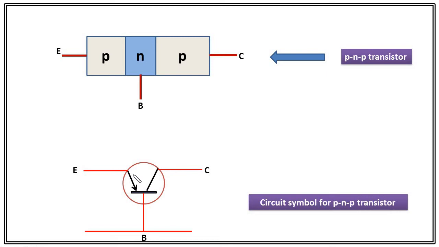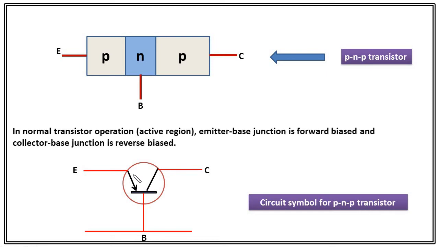The very first question is why this arrow is pointing inward for PNP transistor. This arrow is nothing but the direction of current. That means this circuit symbol is saying that current is flowing from the emitter and going into the transistor, that is towards the base. To understand it, we first need to understand the basic operation of transistor. A transistor usually operates in three different regions: active region, cutoff region and saturation region. We will cover this in the next lecture.